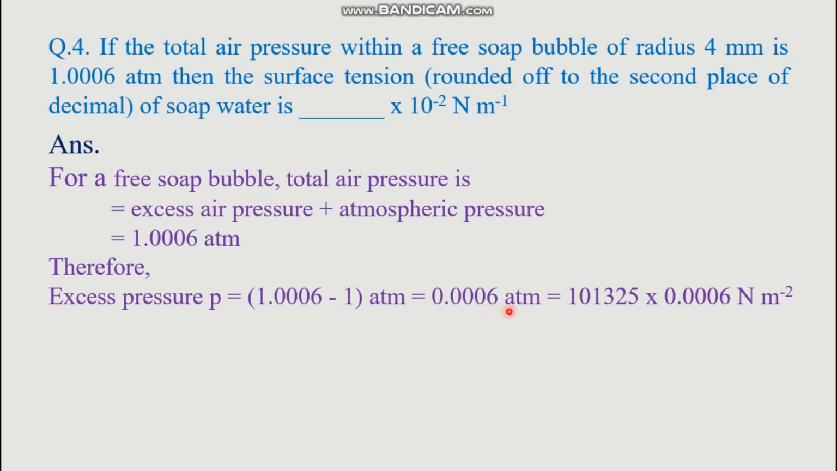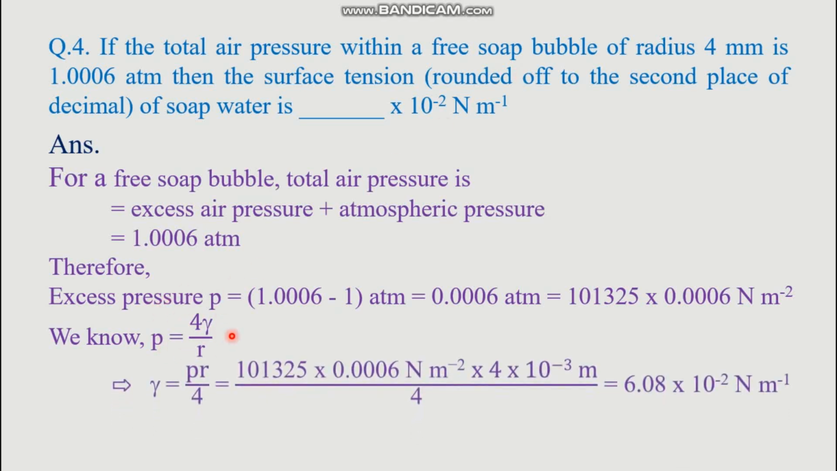0.0006 atmosphere. And if we multiply this with 101325, it will be converted into the unit of Newton per meter squared, because we know that 1 atmospheric pressure is 101325 Newton per meter squared. Now since this is a free air bubble, the formula is excess pressure equals 4 gamma by r. So let's rearrange this equation to calculate the surface tension gamma. Then gamma must be equal to P r by 4.